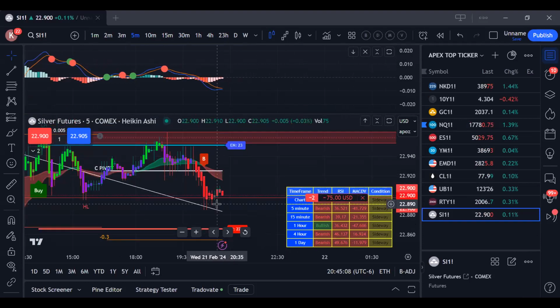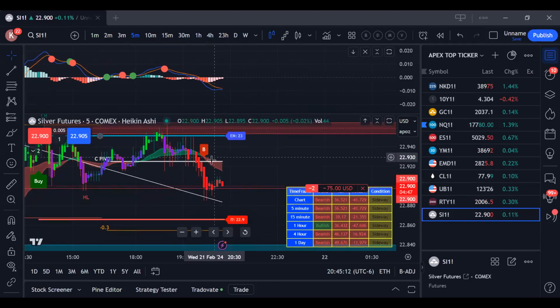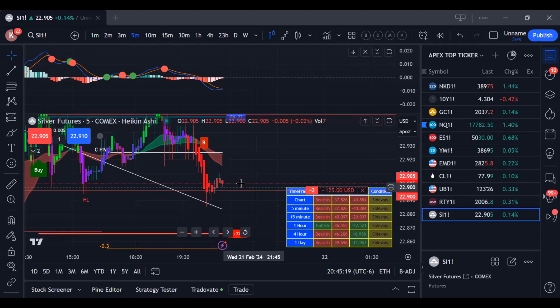Again, they should drop. So there was a small bounce. But because you know that this is red, everything is red, this is also red, you have high chances for it to go down. But if it goes against you, you can always close and take some other trade.